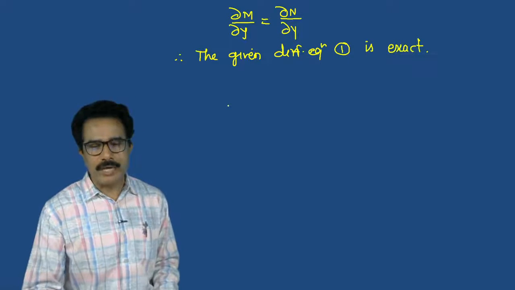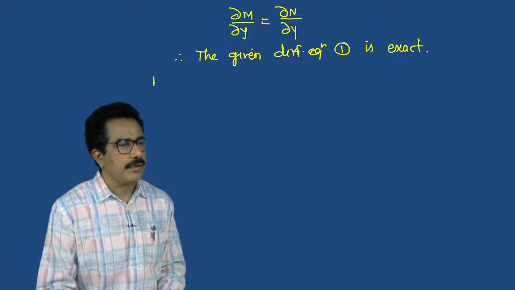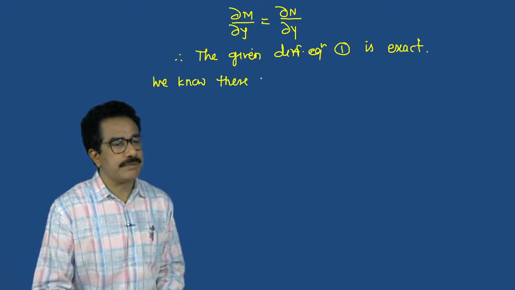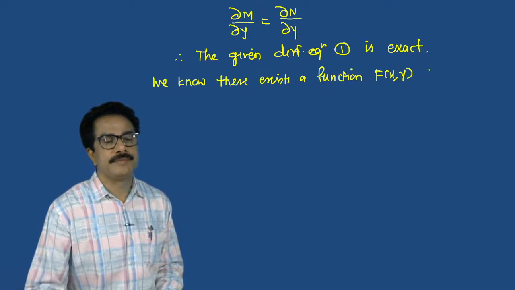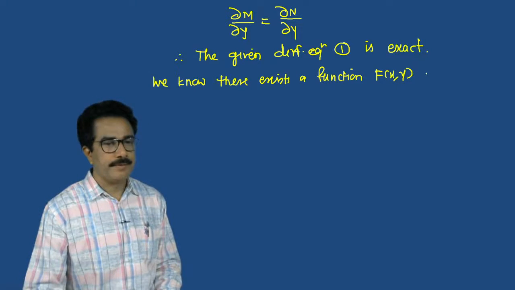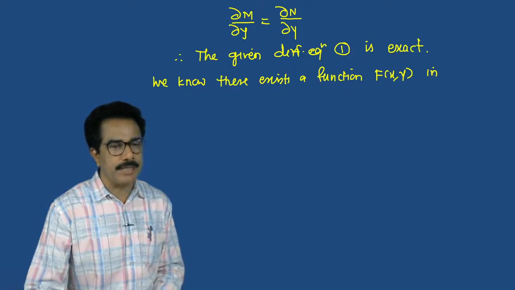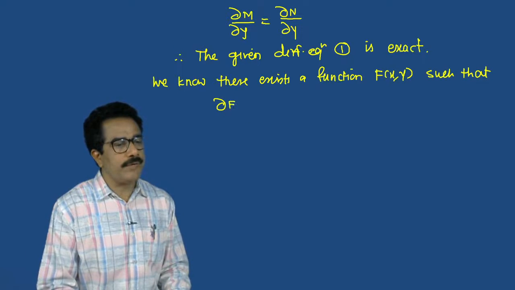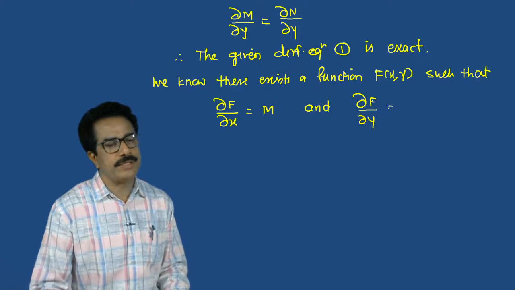Now, how to calculate this? Now let us see how to calculate the solution of this. We know that according to the definition there exists a function F of x, y, for all x, y, such that ∂F/∂x equals capital M and ∂F/∂y equals capital N.